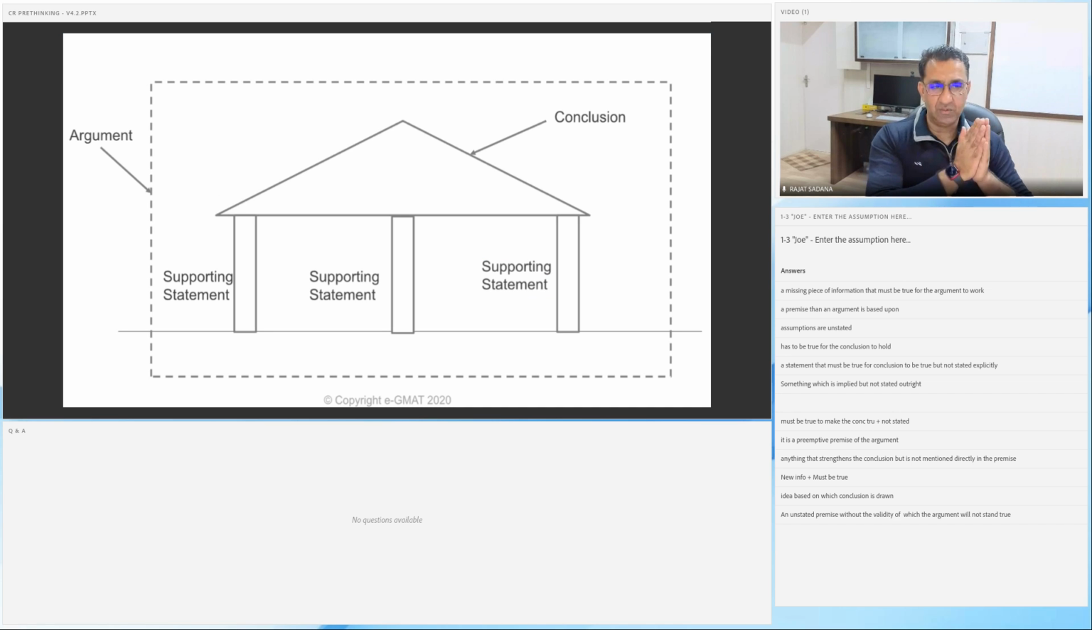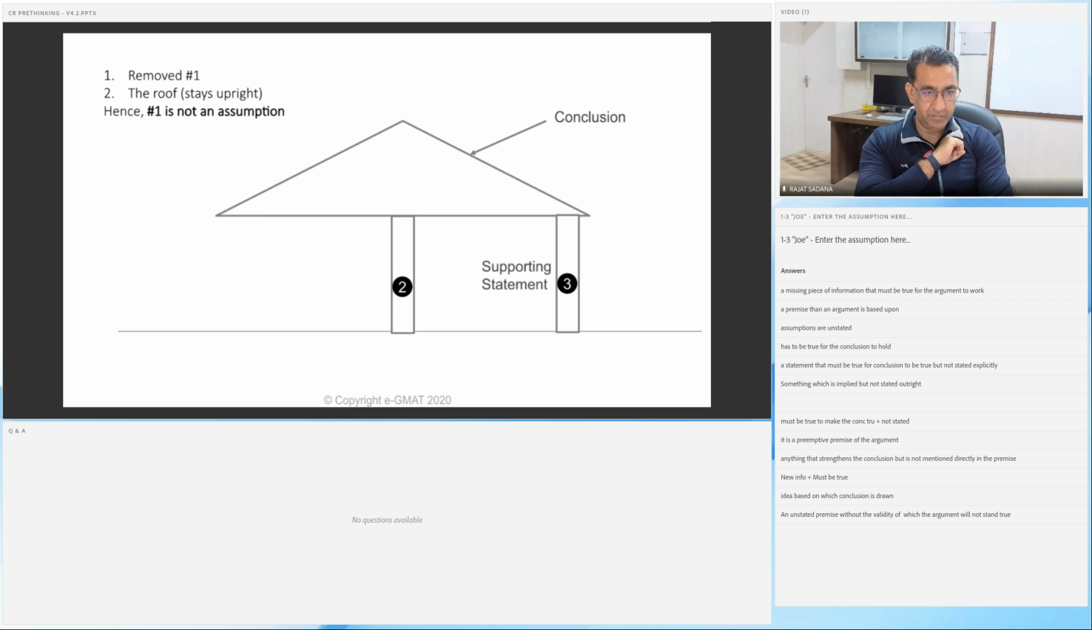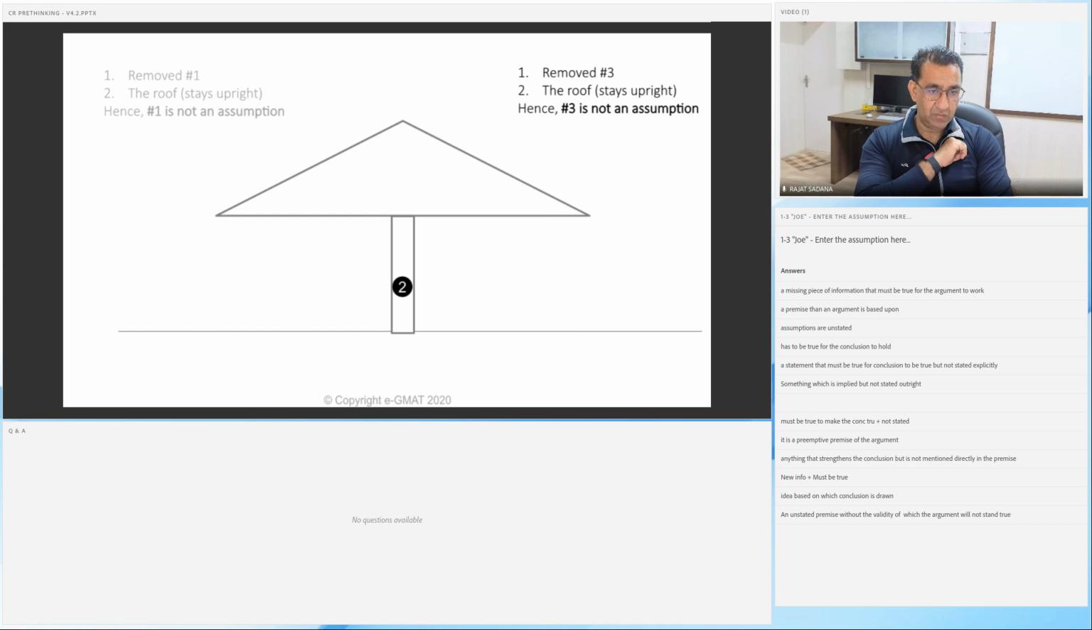Now let's visualize what the must be true aspect means. Think of this house as my argument, where you have three supporting pillars, each one of them makes my conclusion, or the roof, stronger. We've got to find out which of these pillars is the assumption. Let's label them as 1, 2, and 3. We remove pillar one, the roof stays upright. It's weakened, but it stays upright. So pillar number one is not an assumption. We remove pillar number three, the roof still doesn't cave in. Pillar number three, while a strengthener, while a premise, was not an assumption.